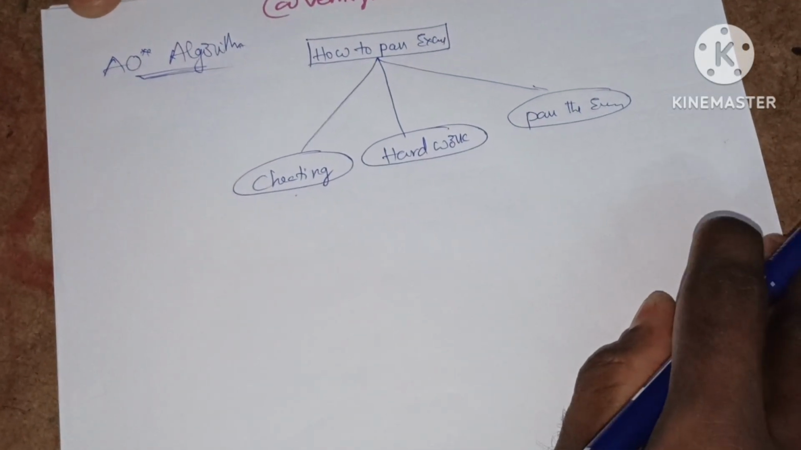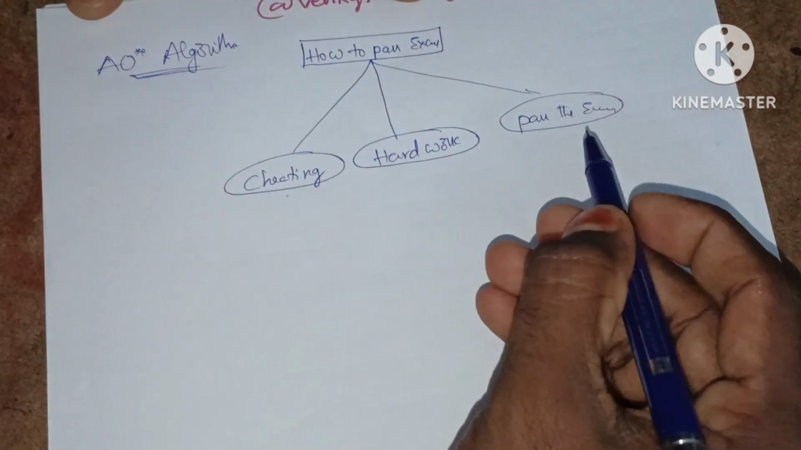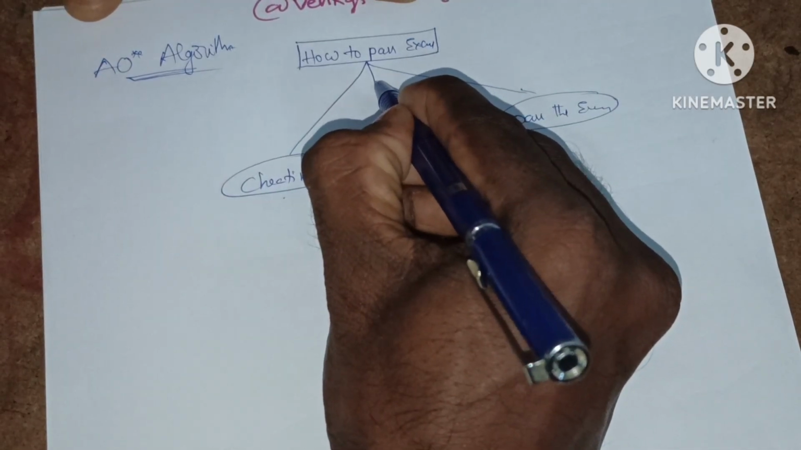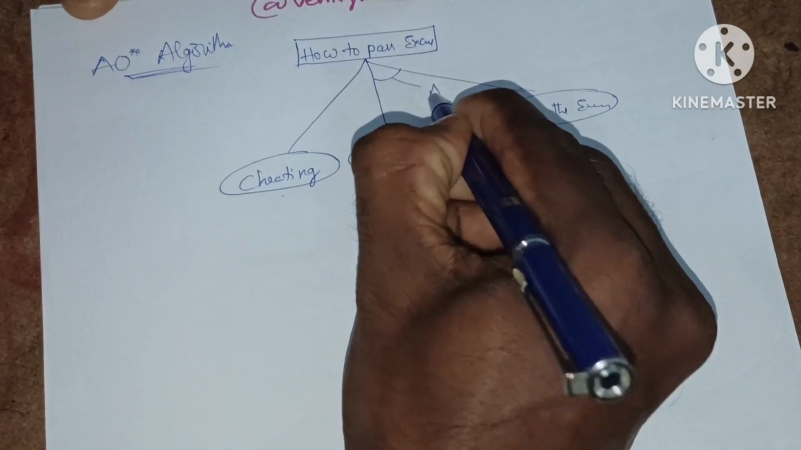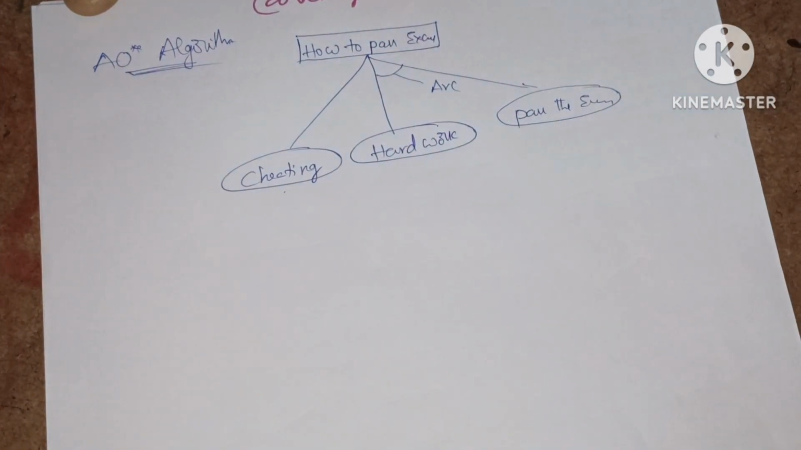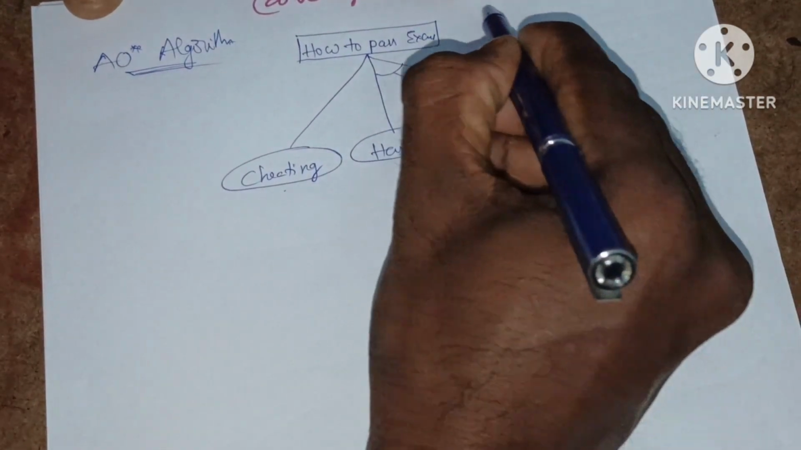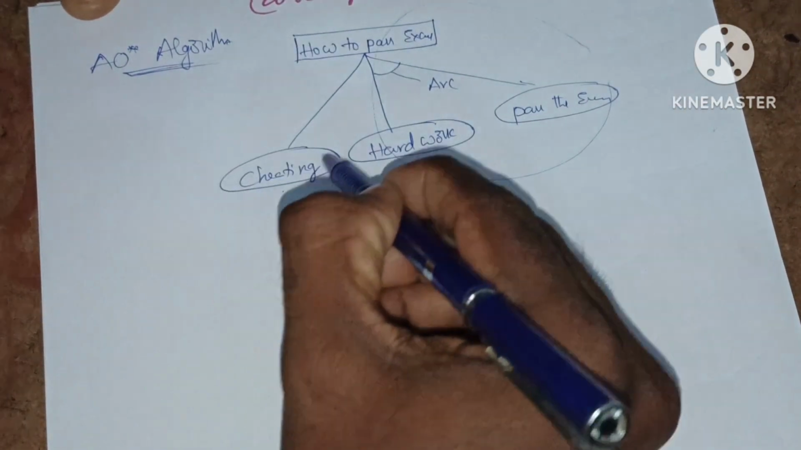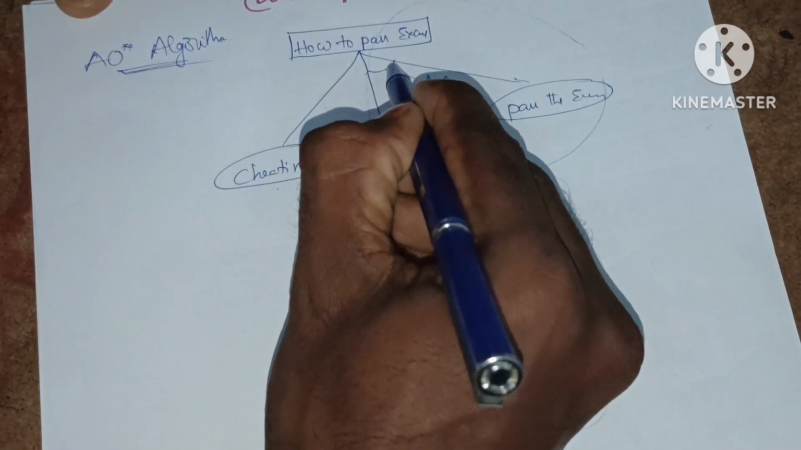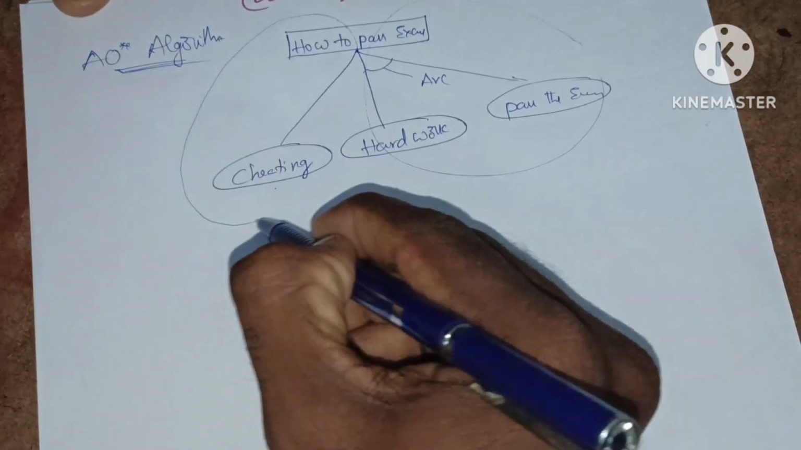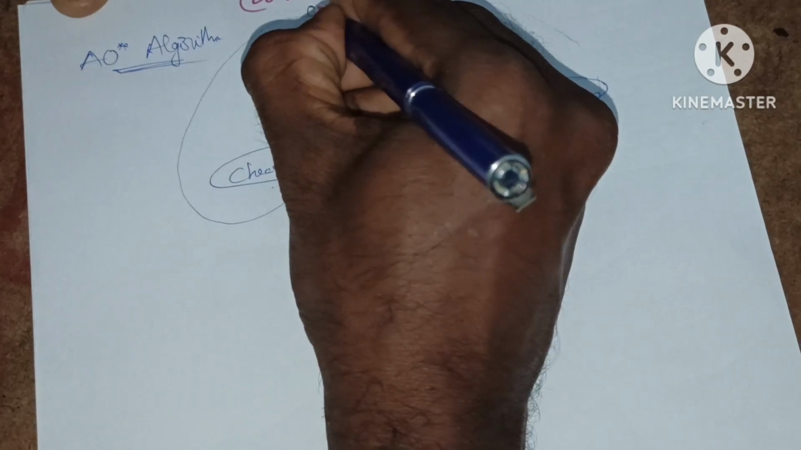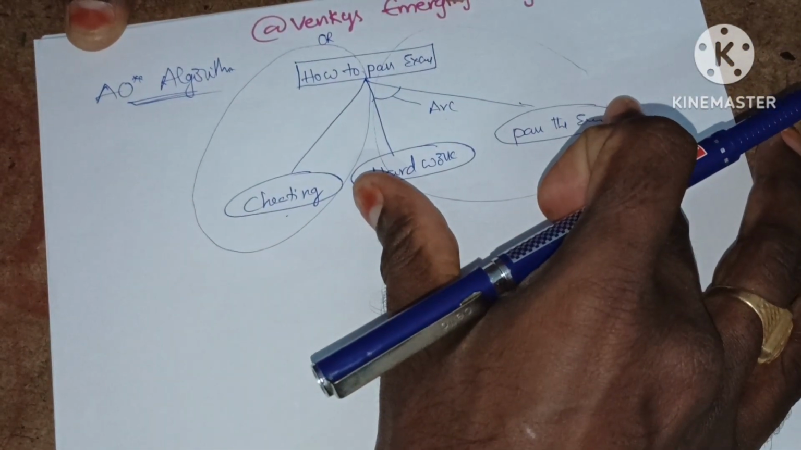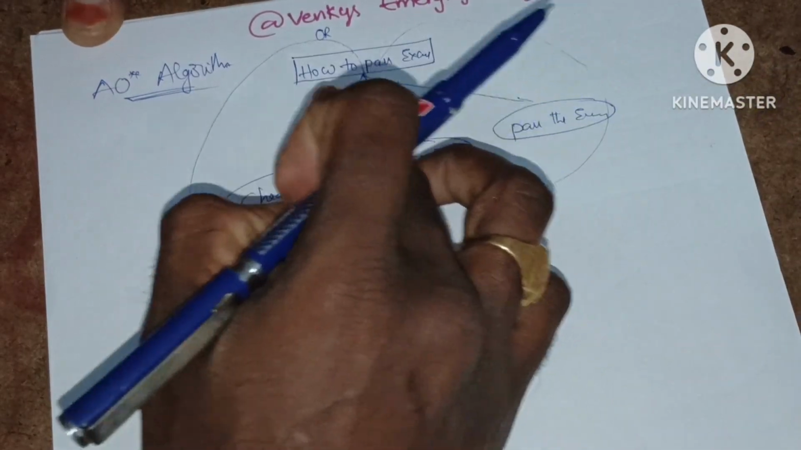Is it clear? For example, someone selects hard work and pass the exam. Then two paths are combined by using the arc symbol. So this is one path and this is another path. The arc symbol is the AND path. AND means combining. The remaining one is the OR path.